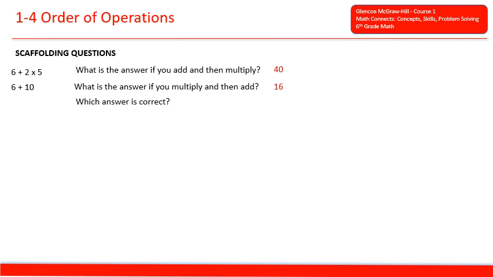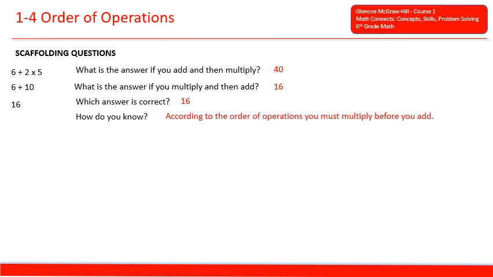Well, if we follow PEMDAS, we know that we have to do multiplication and division before we can add and subtract. So we have to multiply 2 times 5 first, and that gives us 6 plus 10. And then we add that, and it's 16. So the correct answer is 16 if we follow the order of operations. And how do you know? According to the order of operations, you must multiply before you add.